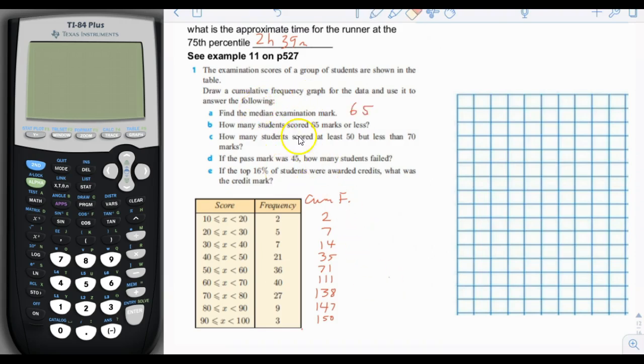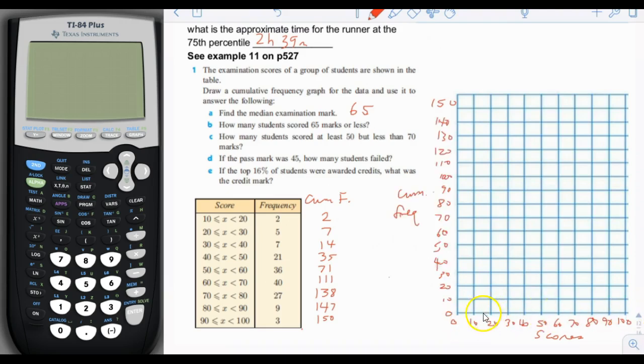In order to start answering these questions, I need to actually make the cumulative frequency graph. The cumulative frequency graph is going to have the cumulative frequency here on the left side, and across the x-axis on the bottom, I'm going to have the scores. So the scores are going to range from 0, 10, 20, 30, etc., and I'm going to label all these. And the cumulative frequencies are going to go from 0 to 150, and I'm going to label all these, and then I'll be right back.